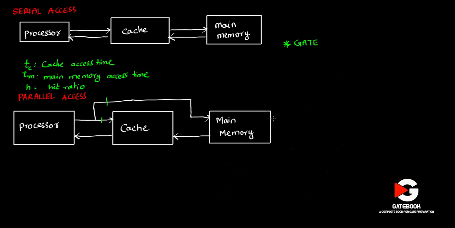Definitely, if you see the formula, it is h into Tc plus 1 minus h into Tm, right? Okay. So let's take some examples of Tc and Tm values. Typical Tc and Tm values will be, maybe if the cache access time is 1 nanosecond, then this Tm will be around 100 nanosecond. Okay, that would be the differences. In this scenario, you have a formula h into Tc plus 1 minus h into Tm. Second one, h into Tc plus 1 minus h into Tc plus Tm.